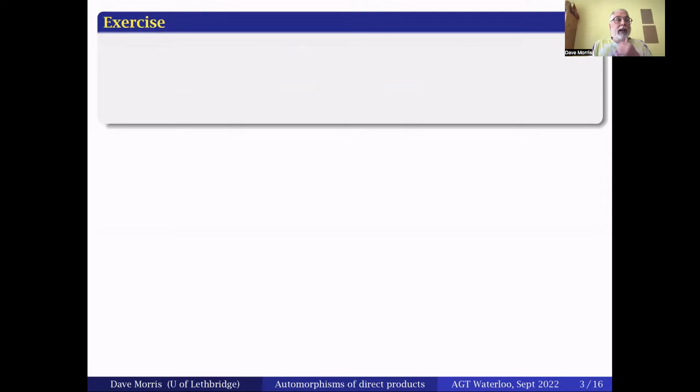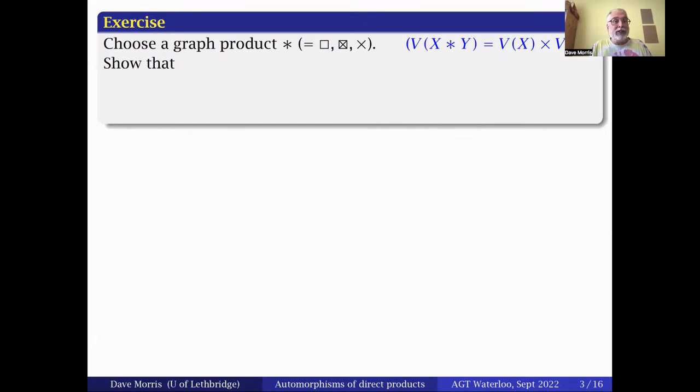Right, so as a simple exercise, we're still just talking about general theory of graph products. Choose any of these graph products I've talked about. You can take either the Cartesian product or the strong product or the direct product, call it star. It actually could be any product as long as it has this property that the vertices are just ordered pairs. Show that every graph can be decomposed into prime factors.